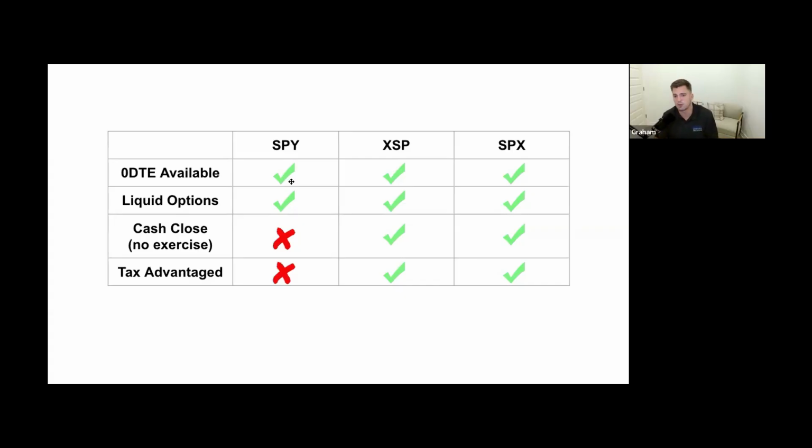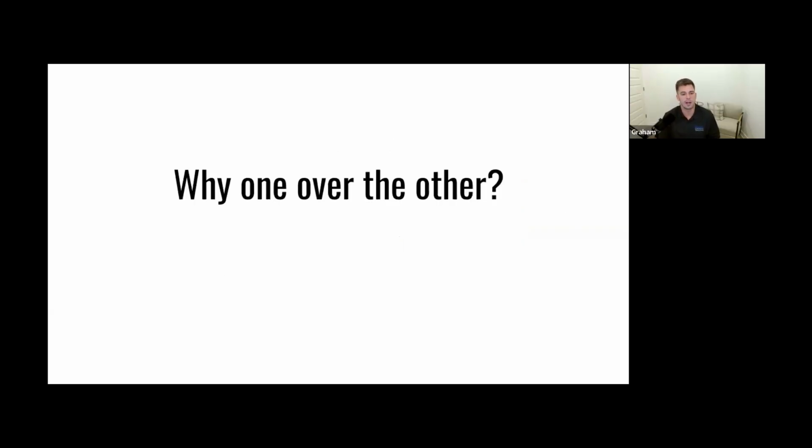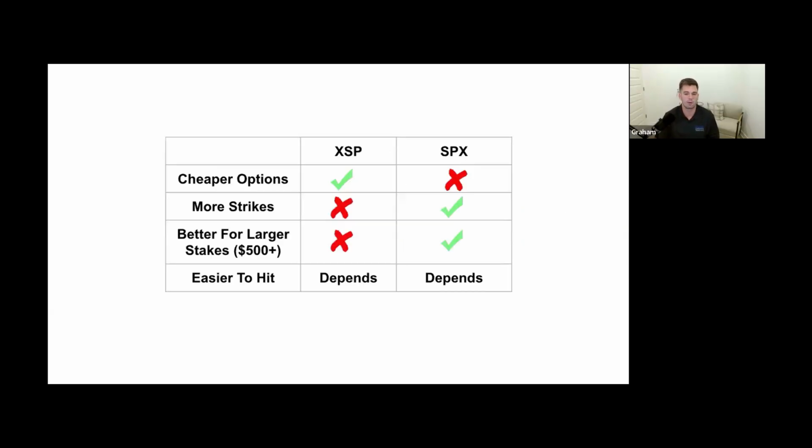First off, they all have zero DTE daily options. They all have very liquid options. The main difference here is SPY, you can get assigned shares. XSP and SPX, you cannot get assigned shares. Also, SPY, when you trade it in under 2 years, you pay short-term capital gains tax. XSP and SPX are split 60-40. So you save a little money on those two tickers. So why would we trade SPX versus XSP or vice versa?